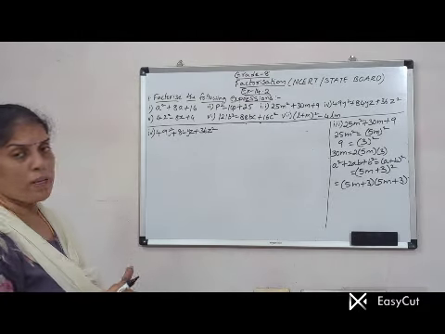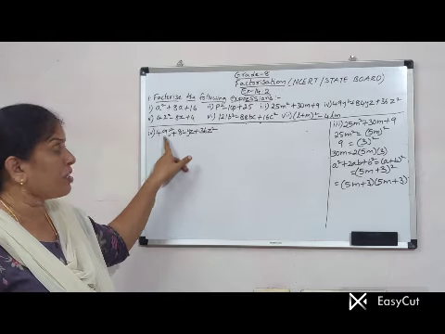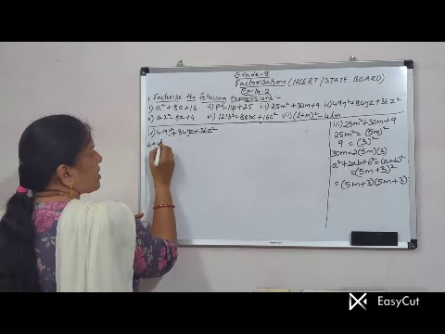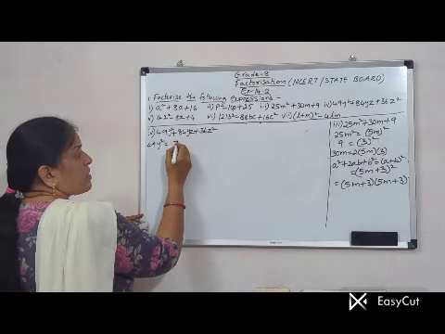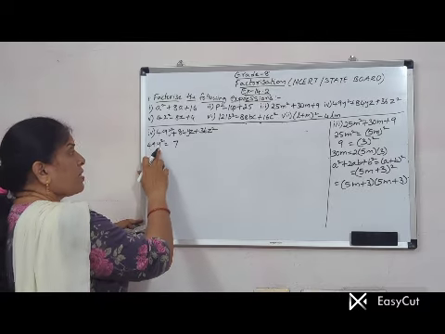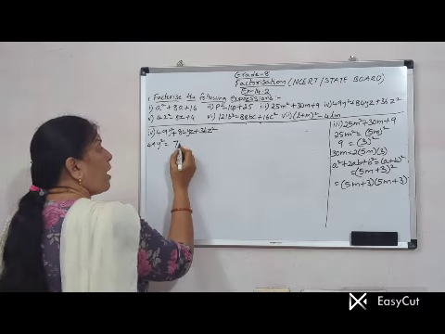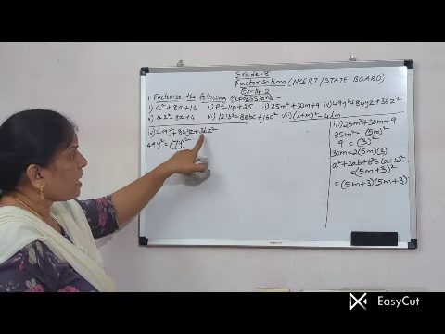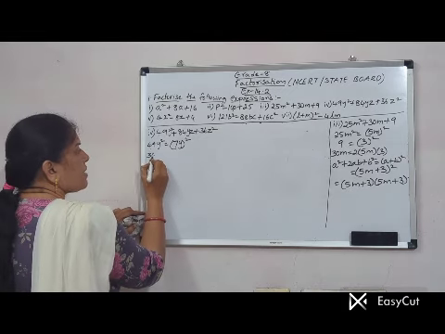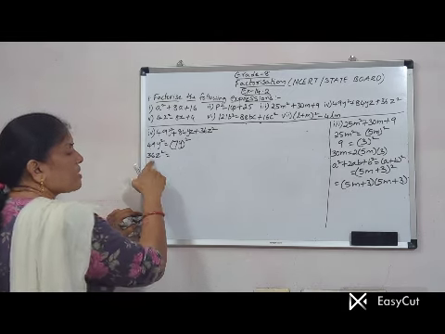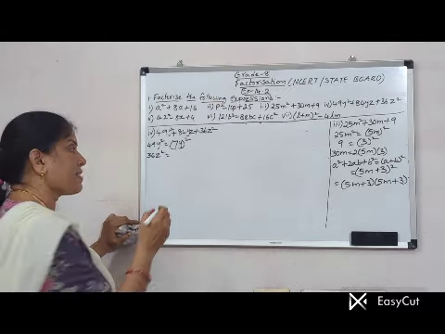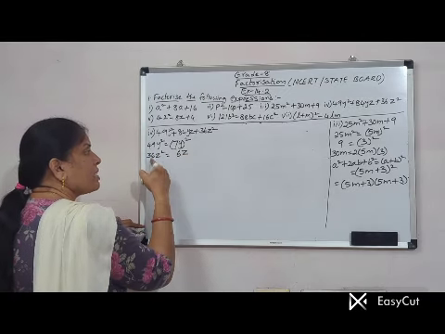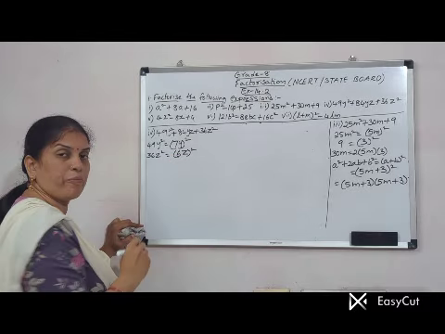Okay. Now you must first check the first term and last term. 49y square. What is the square root of 49? 7. Okay. What is the square root of y square? Y. You can write it as 7y whole square. What is the last term? 36z square. What is the square root of 36? 6. What is the square root of z square? Z. You can write this one as 6z whole square.